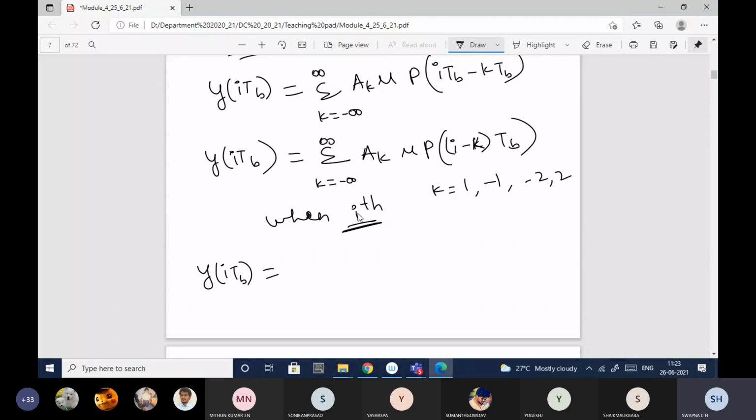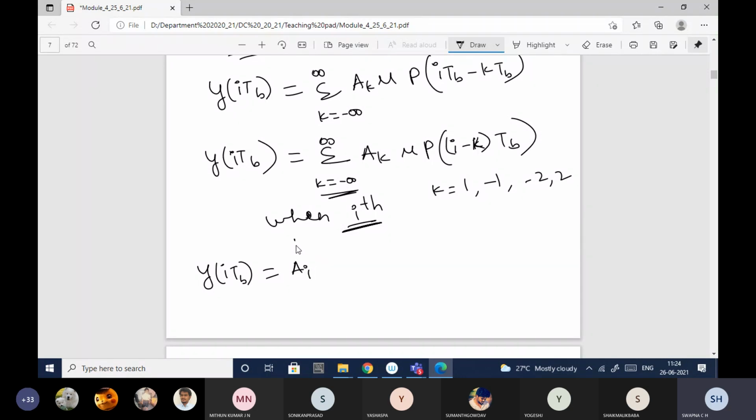Okay, so what we'll do, you'll be writing it as A1 mu P of I minus 1 into TB as first symbol, plus A2 into mu P of I minus 2 into TB, like that you'll write for everything. Now instead of writing all this, I just want the ith symbol. So what I'll do, I'll substitute k is equal to I in this and I'll write the equation. Let me first write the equation, then I'll explain you.